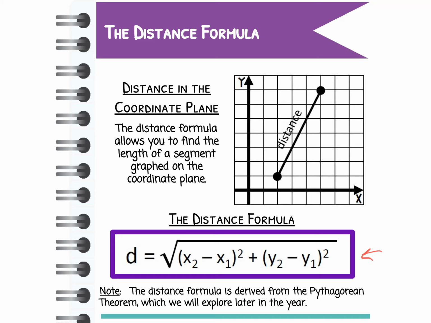The distance formula is the square root of the quantity of x sub 2 minus x sub 1, that quantity squared, plus the quantity of y sub 2 minus y sub 1 squared. All right, so first, I want to talk about where that comes from, and you do need to memorize that formula. Let's first talk about where it comes from.